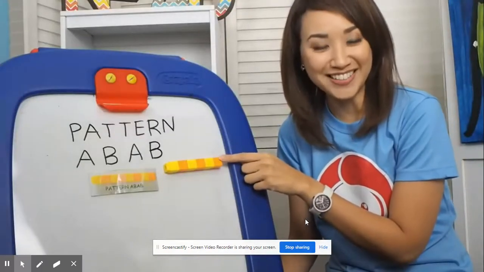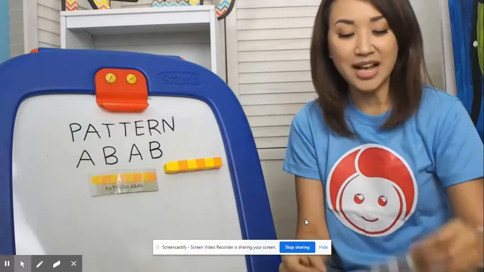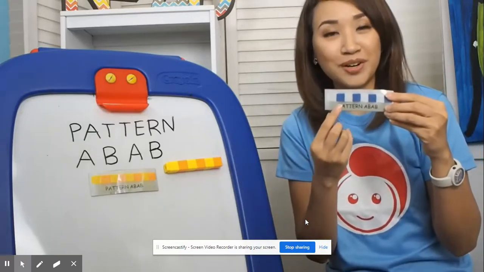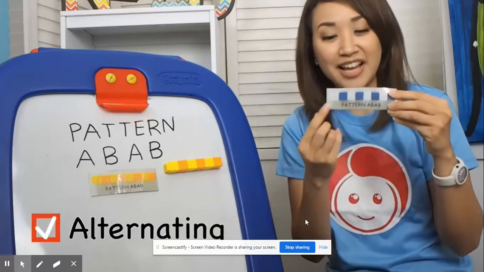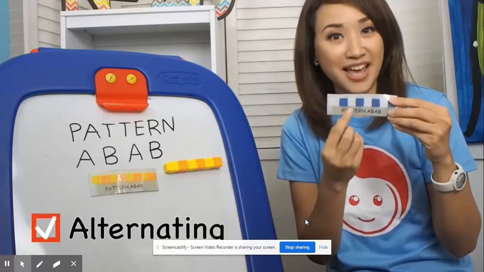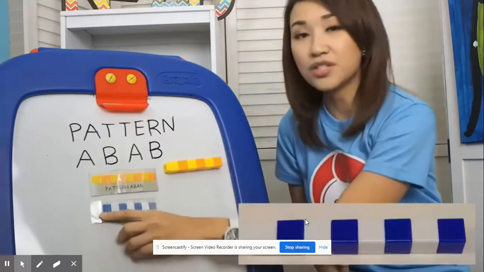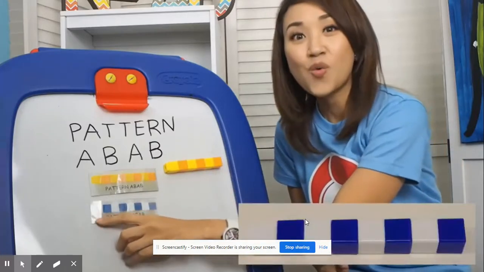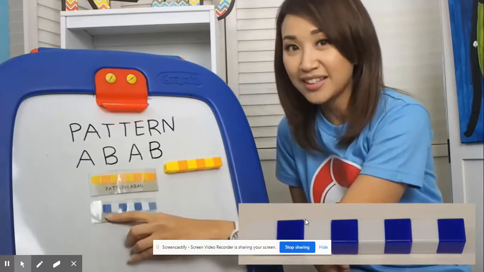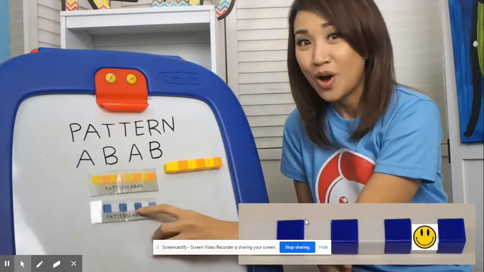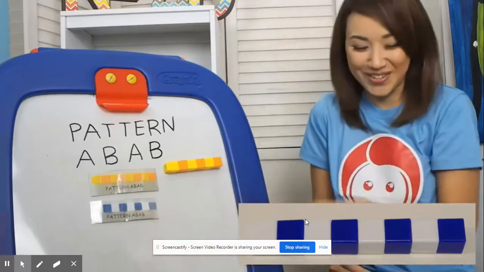Do you want to try again? Okay, this time we will do white, blue. Remember, it's alternating. A, B, A, B. Okay, let's check. What is the first color here? White. What is after white? Blue. White, blue. White, blue, white, blue, white, blue.